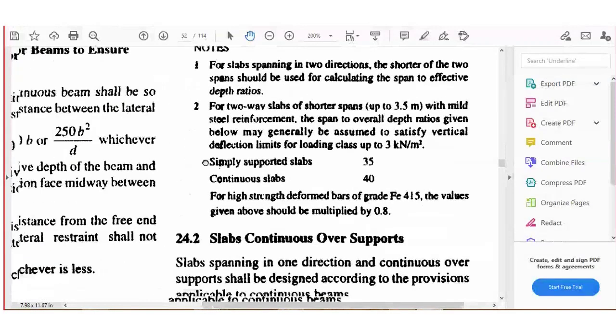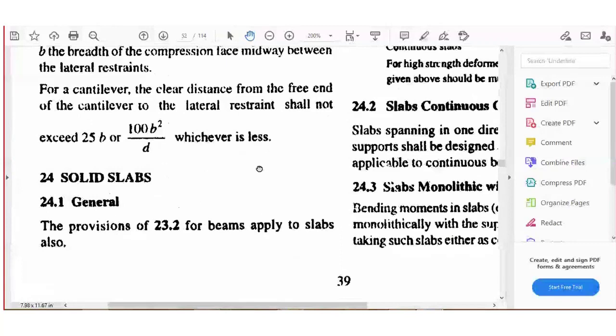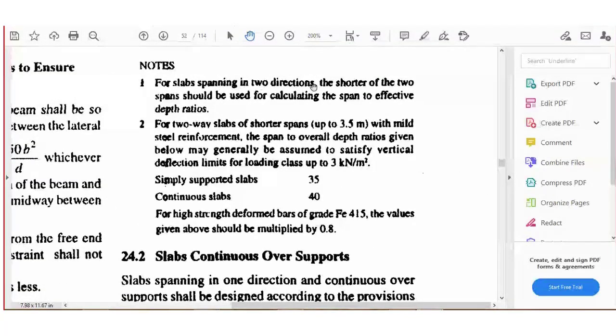Because serviceability criteria depends upon your deflection. For slabs spanning in two directions, the shorter of the two spans should be used for calculating the span to effective depth ratio. It means I'll always be considering the shorter span to get the trial effective depth, because ultimately when I do the deflection check, I have to consider the shorter span. So you have to remember, whenever you select the trial depth for a two-way slab especially, you have to consider the shorter span.